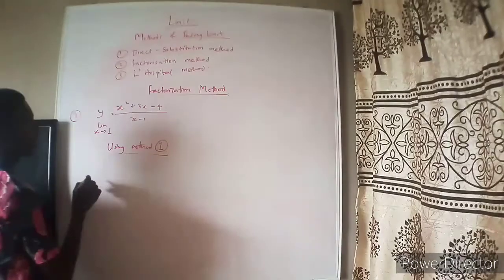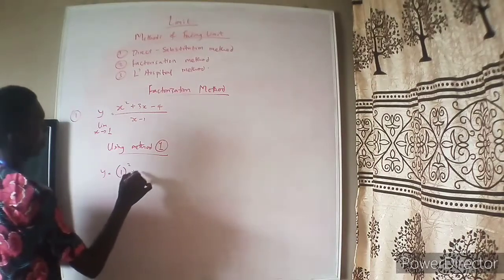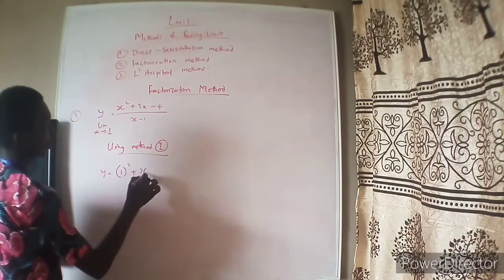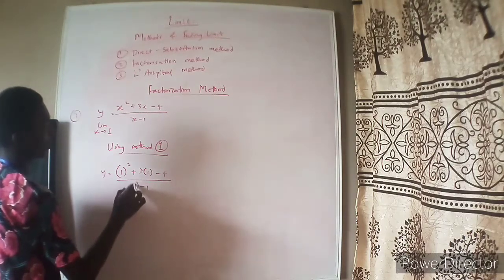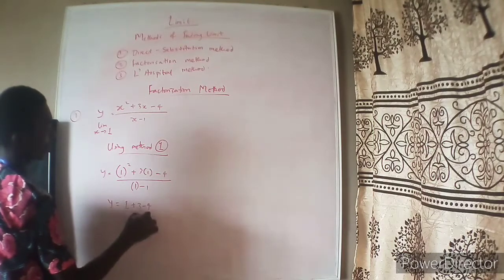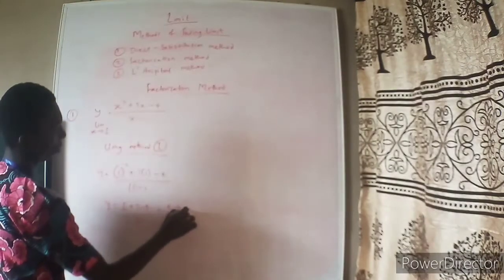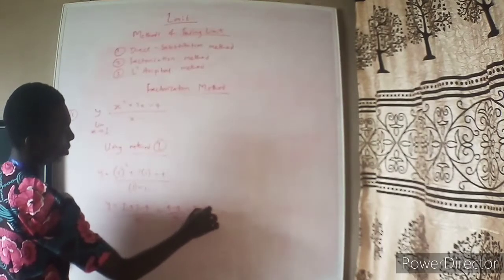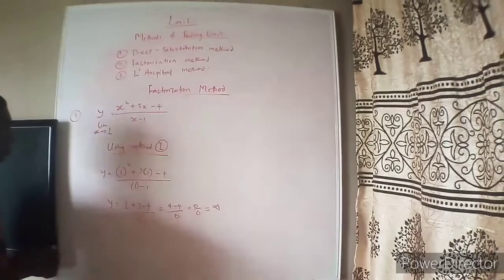That's the direct substitution method. So then my y will be equal to 1 squared plus 3 into brackets 1 minus 4 all over 1 minus 1, right? So y is equal to 1 plus 3 minus 4 all over 0. So here I have 4 minus 4 over 0 equals 0 over 0. It's giving me infinity, and it is a must we get a particular value for the limit.